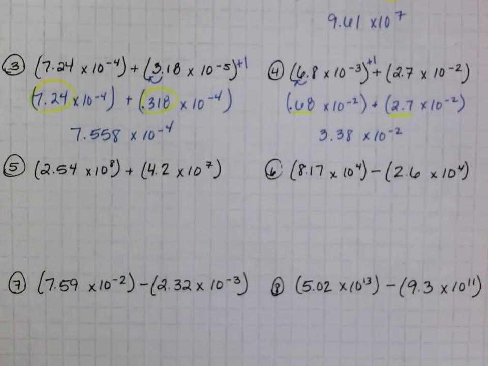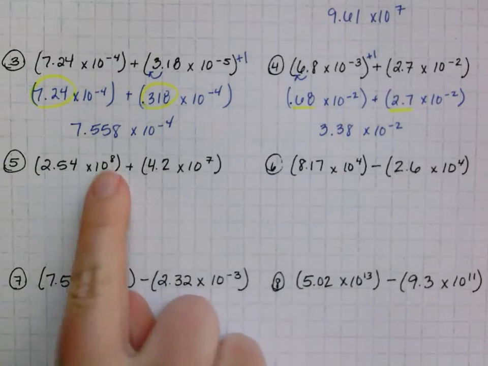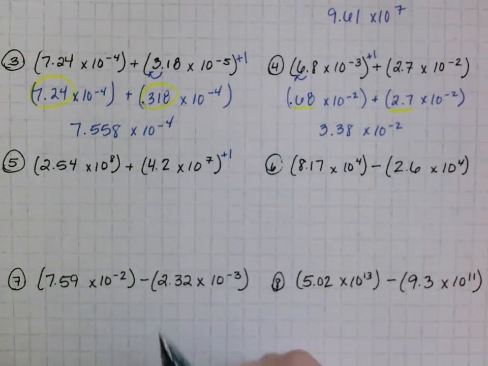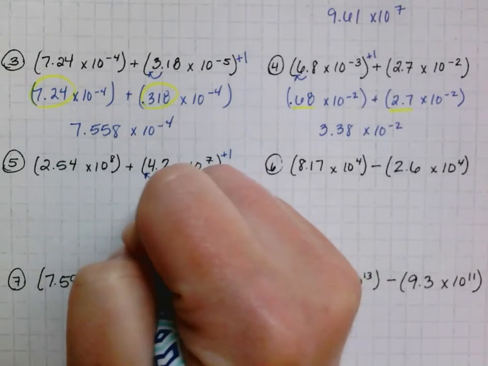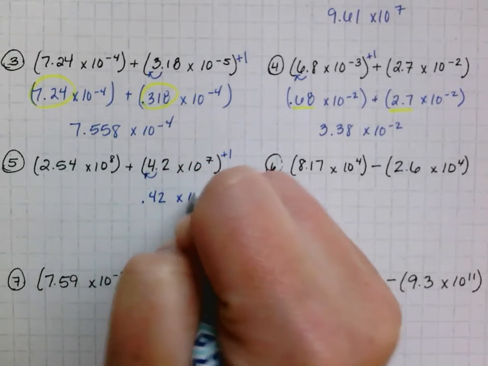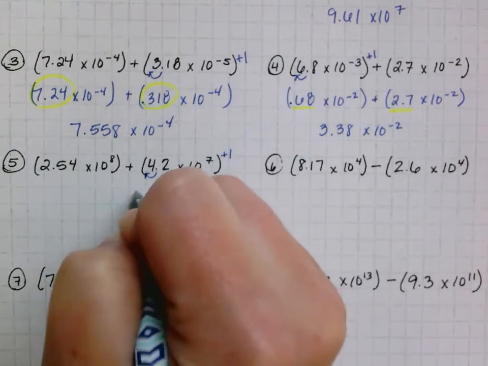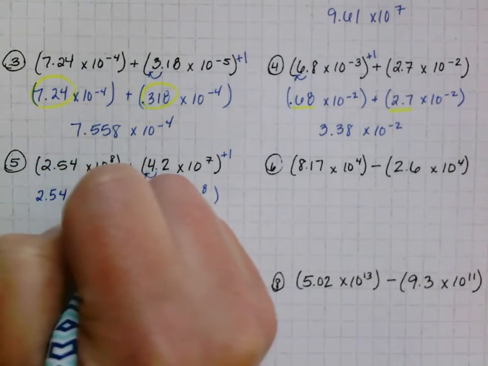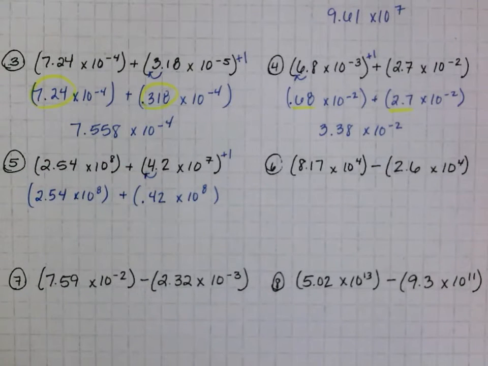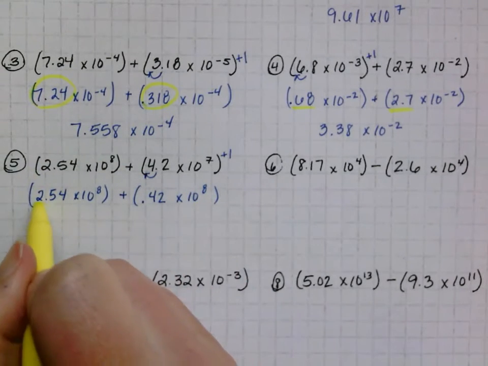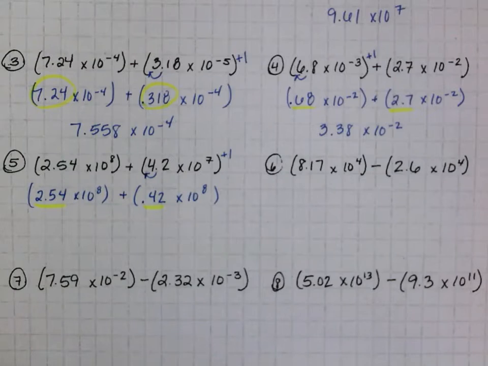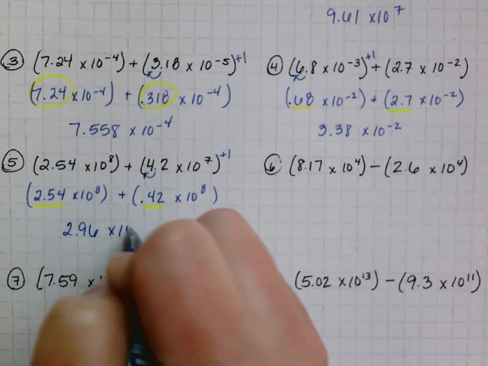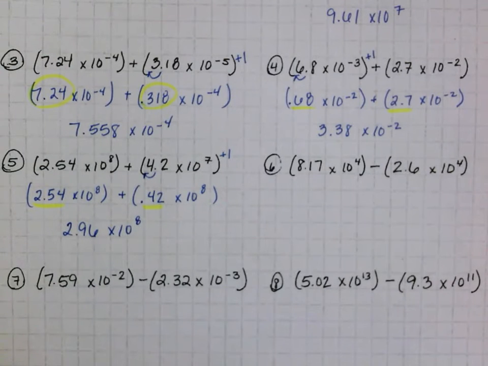In number 5, look at your powers first. We have 7 and 8, so we want to match the 7 to the 8, so we're going to add 1, move the decimal to the left to give me 0.42 times 10 to the 8th. First piece stays the same. And then because our powers are the same, we will add the front numbers. And so that will leave us with 2.96, which is in between 1 and 10, times 10 to the 8th.